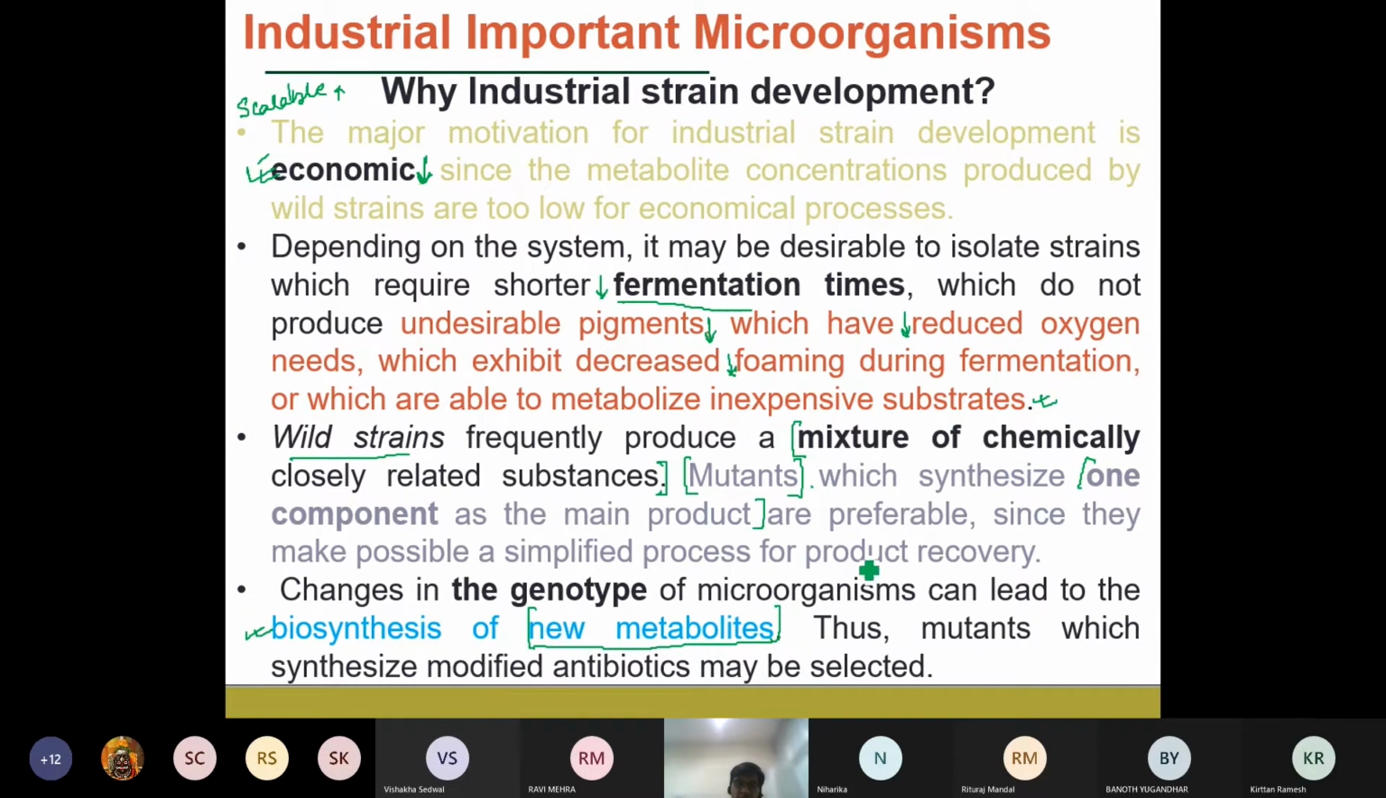Those things come under changing the genotype of the microorganisms. And then you have to select, for example, when you are developing the mutants, you have to select those particular mutated strains. How do we do that selection? It is by using some sort of antibiotic. So we will look into how we do these steps.